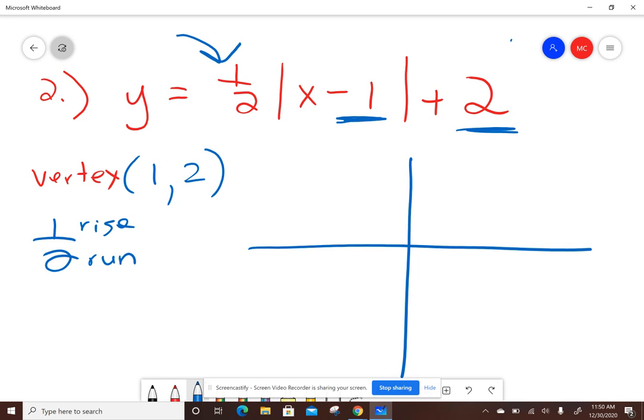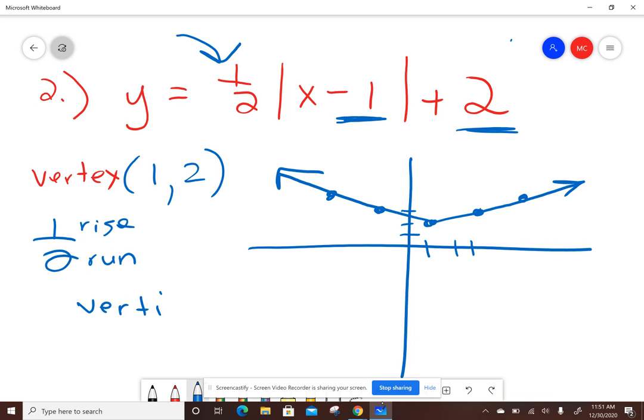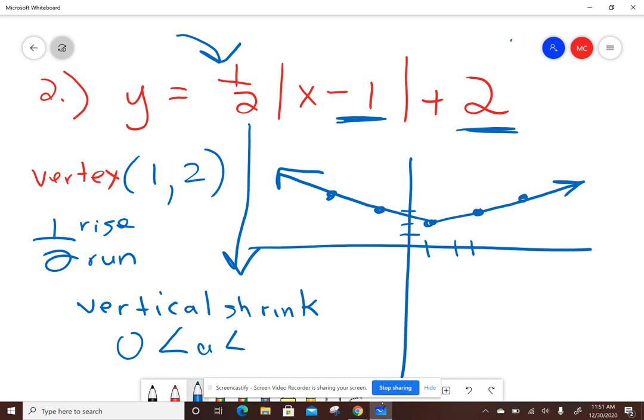So to graph this, I go to the vertex 1, 2. I go up 1 and over 2. Again, I go up 1 and over 2, up 1 and over 2. So this is wider because this is a shrink. This is a vertical shrink. A vertical shrink gets closer to the x-axis. Why did it shrink? It shrank because this number was in between 0 and 1. That made it shrink. Okay, and it's also a translation.